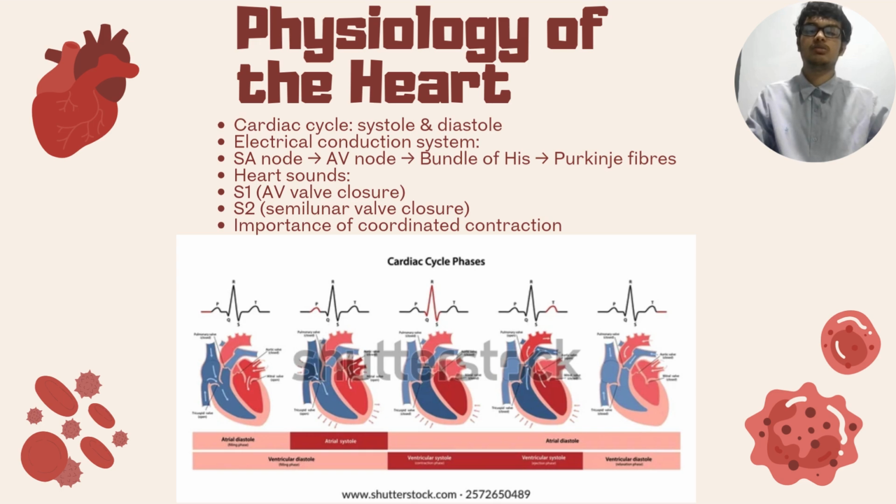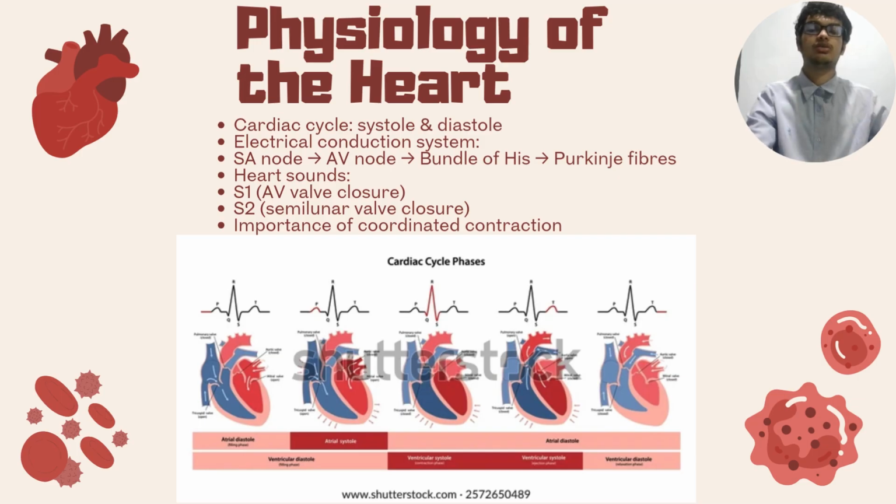The impulse originates from the sinoatrial node, which is known as the pacemaker of the heart. Then it travels through the atrioventricular node, down the bundle of His and through the Purkinje fibers, causing the coordinated contraction of the ventricles.